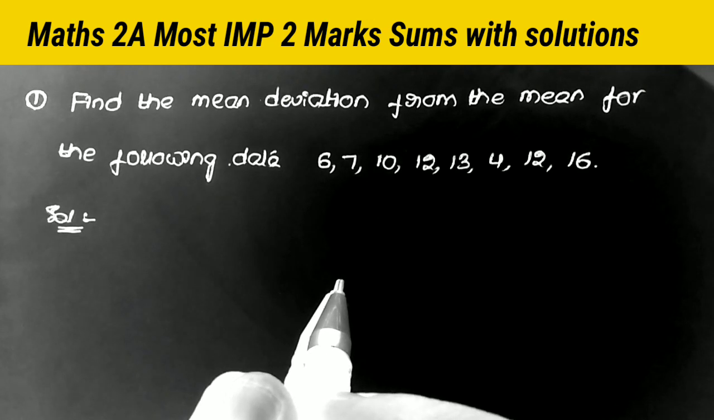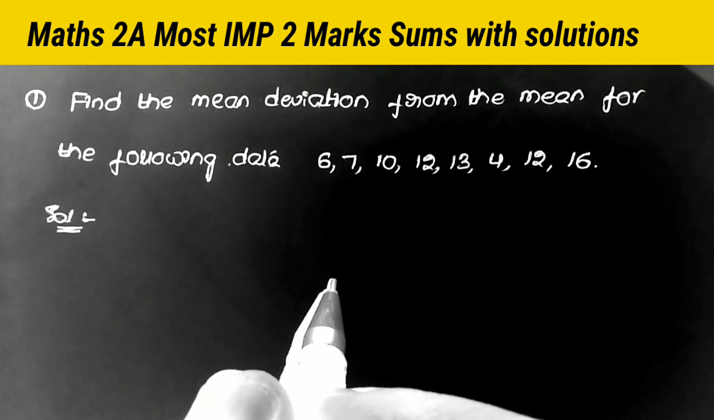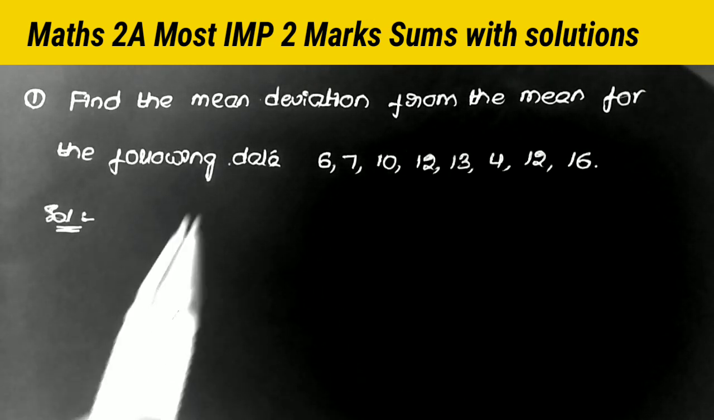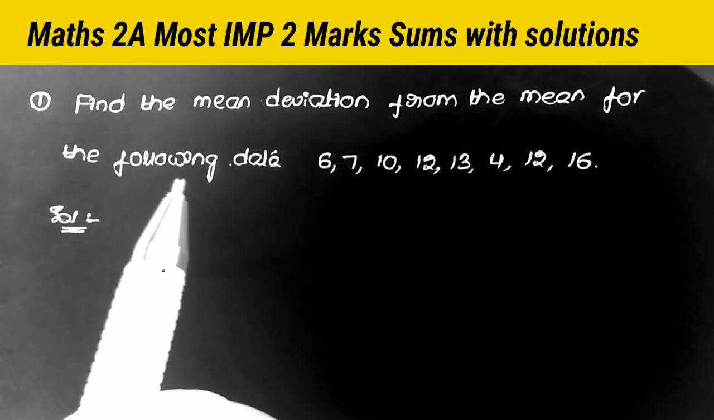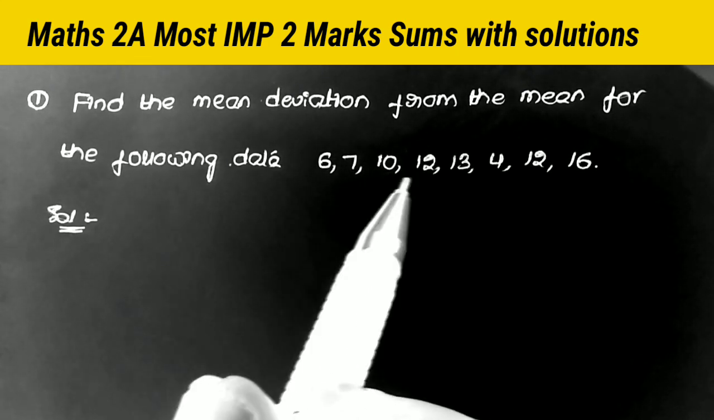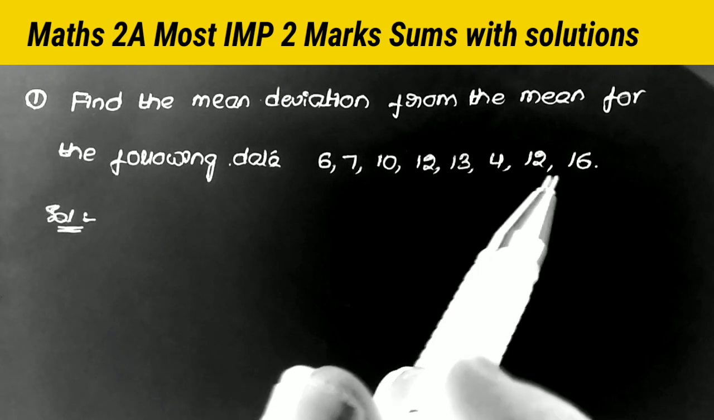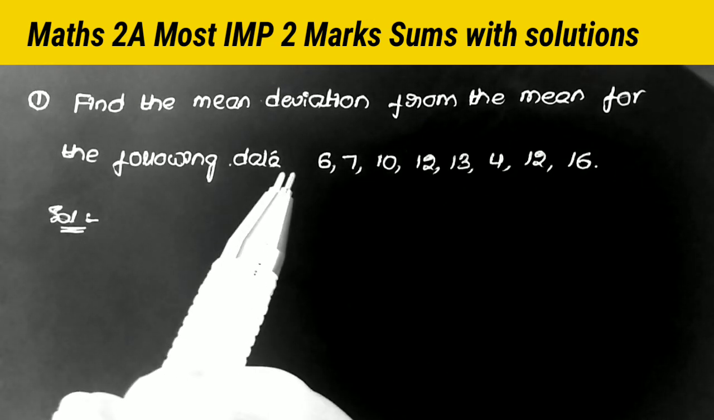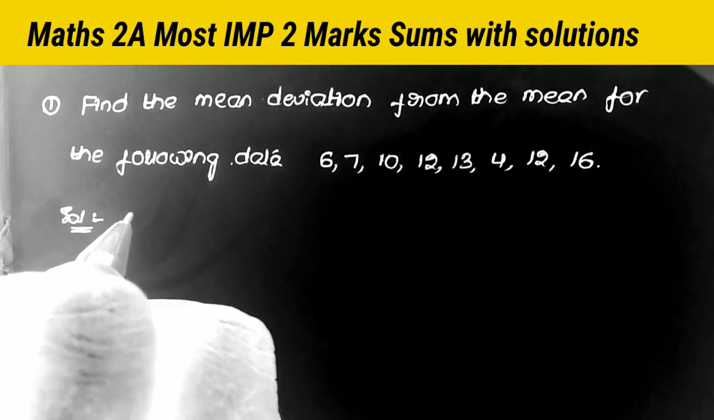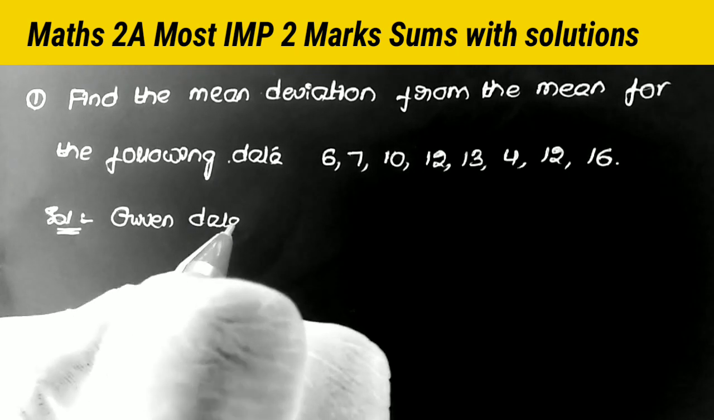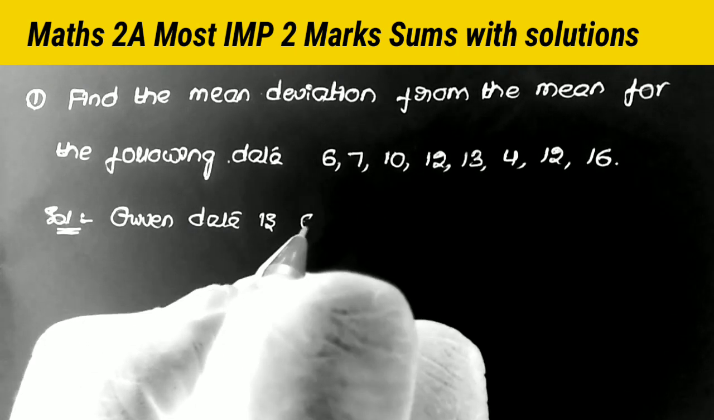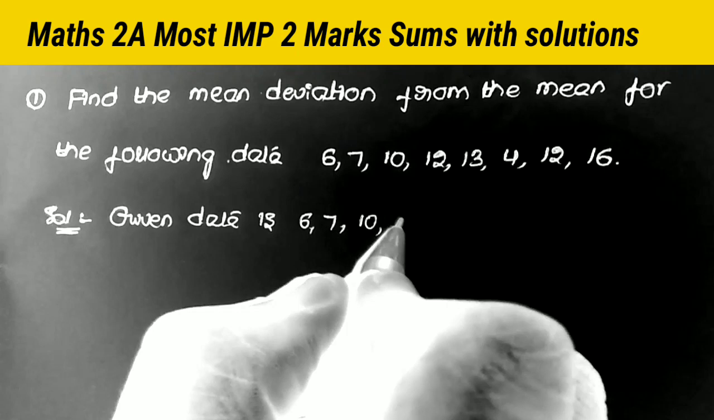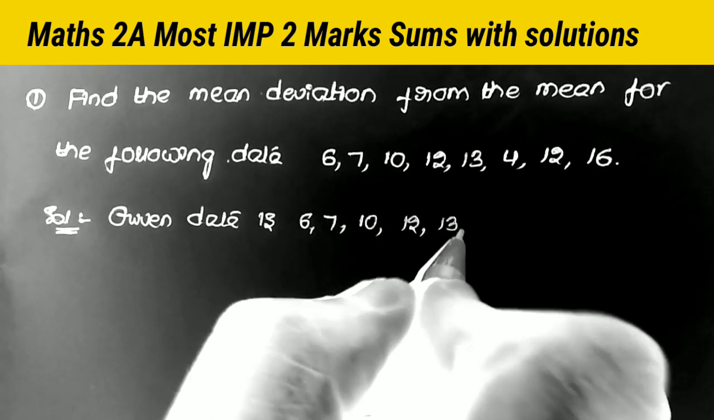These problems are very important sums and most frequently repeated questions in previous years' exam papers. So the first question: find the mean deviation from the mean for the following data 6, 7, 10, 12, 13, 4, 12, 16. First I write the given data. Given data is 6, 7, 10, 12, 13, 4, 12, 16.